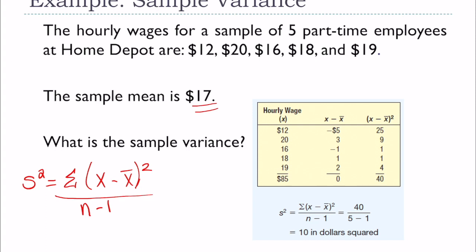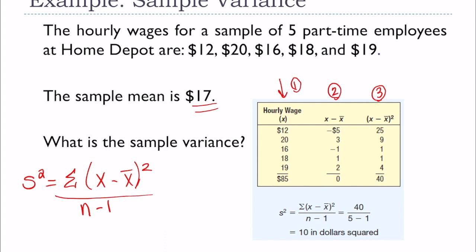And I recommend when we're working these by hand and not in Excel, that you make yourself some columns like this. So in column number 1, I would write down my 5 wages. In column 2, I would label it X minus X bar, so I can find all those values first. Then in column 3, I take the values from column 2 and I simply square them.